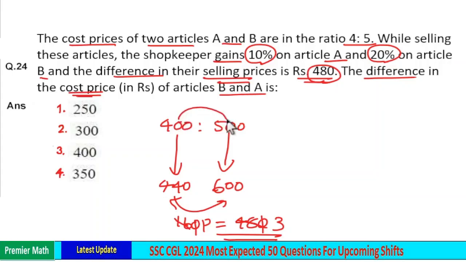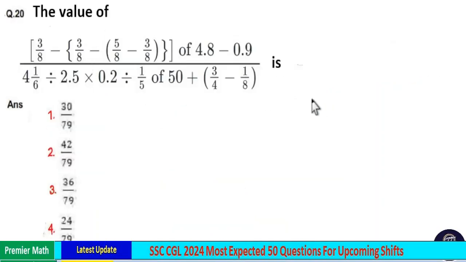Here the difference in ratio of cost price is equal to 500 minus 400, that is 100 parts. Now 100 parts is equal to 100 into 3, 300. 1 part is 3 means 100 parts is 300. So the difference is equal to 300. Option 2 is your answer.